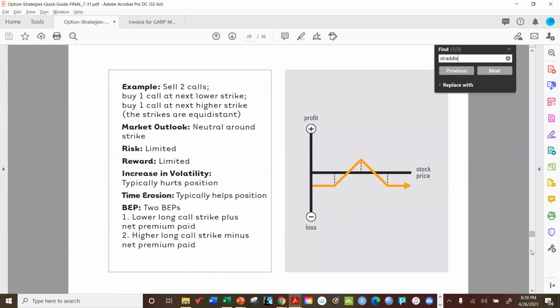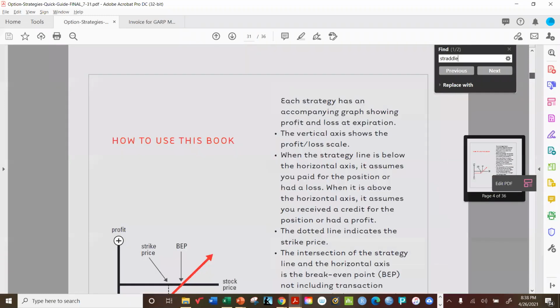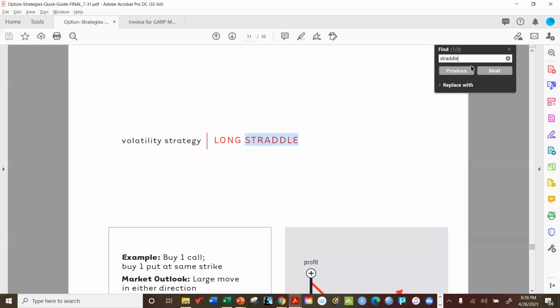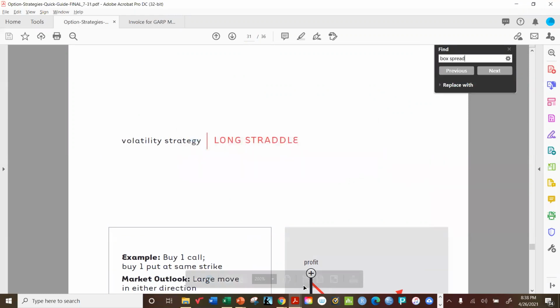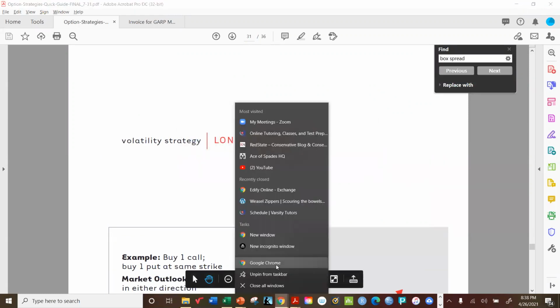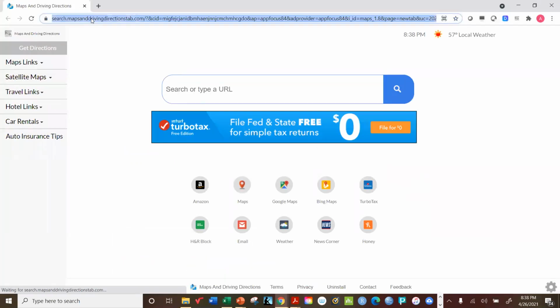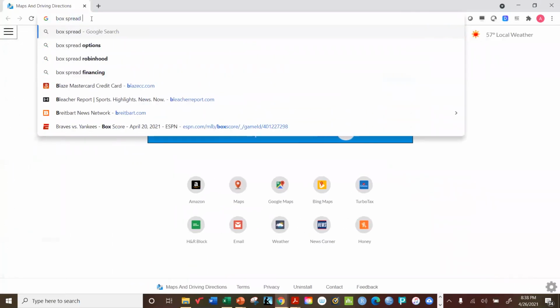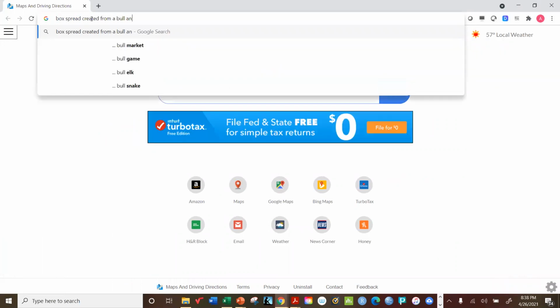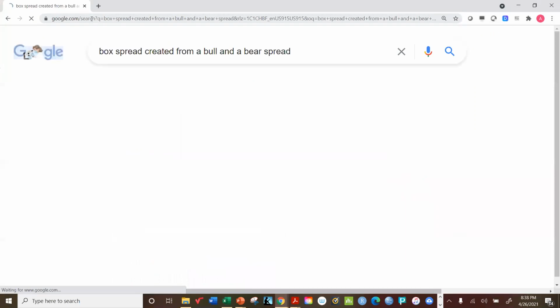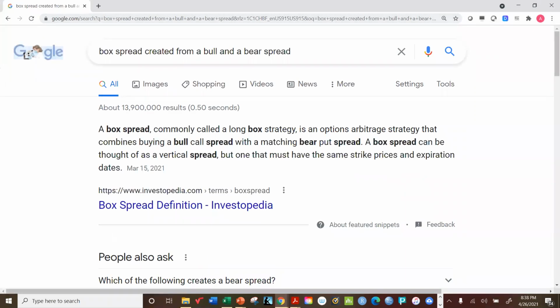Sorry, in the book. Let's see what I've got here. There's something called a box spread. I don't know if they have that. Oh, they don't have that. Maybe we can get that off of Google. A box spread is an option strategy that combines buying a bull call with a matching bear put.